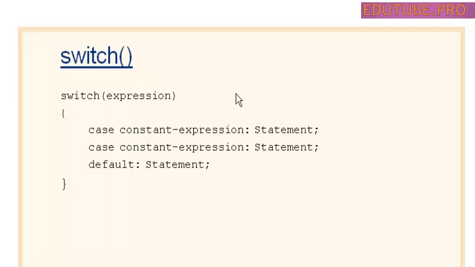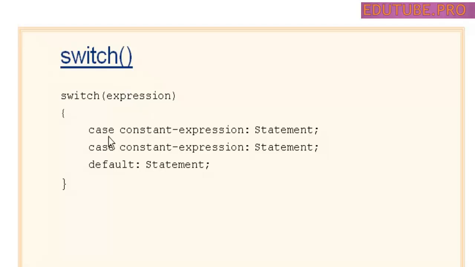And what happens is that we switch on an expression. Now this expression has to have an integer result. You can't switch on a string, you can't switch on a float, anything like that. This has to be an integer value in switch expression.